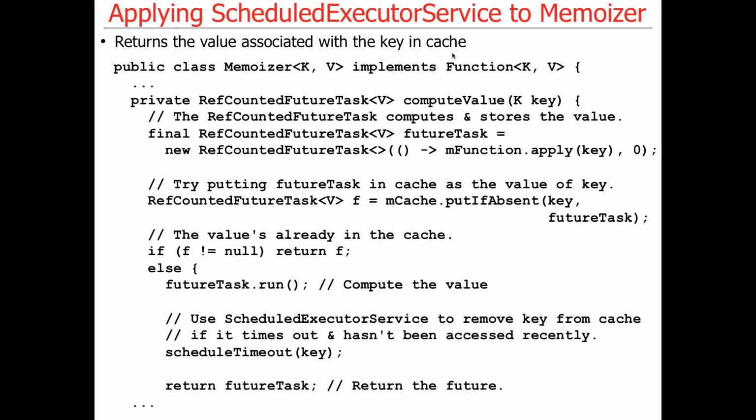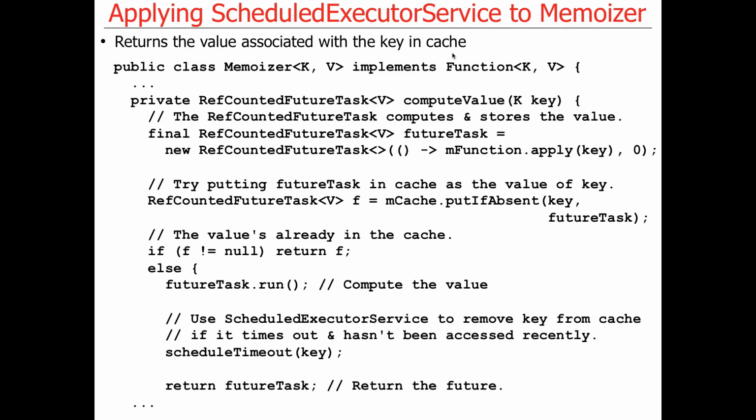Once this thing is created, then we try to put this in the cache as the value of the key. Remember, putIfAbsent is this atomic check, which will atomically add something into the ConcurrentHashMap if and only if it's not already there. So if it's not there, it'll atomically add it. If it is there, it'll return what was there before. So we can find out whether or not this is the first time in by checking the return value.